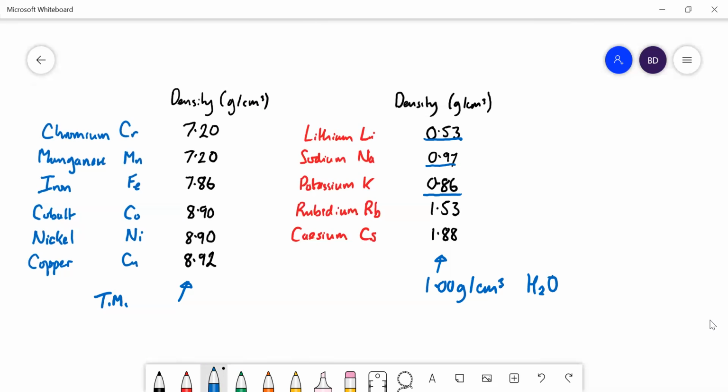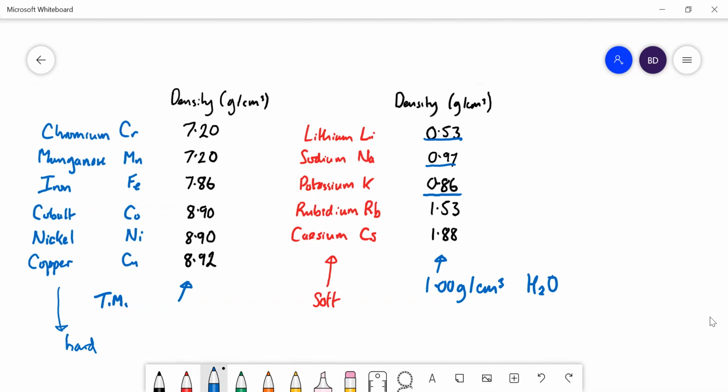They're also softer. With all of these, you can cut them with a knife very easily. They're all soft. They actually get softer as you go down the table, whereas we know that these metals are quite hard. They're difficult to scratch, and they're strong, and they're useful for making things out of because they're not very reactive.